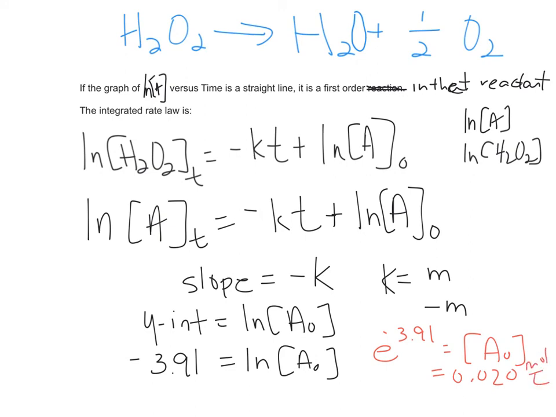For the entrance quiz, I want you to recognize that if you have a straight line when you graph the log concentration versus time, that means that it is first order in that reactant. This is the integrated rate law, which is actually on your equation sheet for the AP exam, and we'll talk about that in class. This is the end of this video. Next one we'll start talking about second order processes.